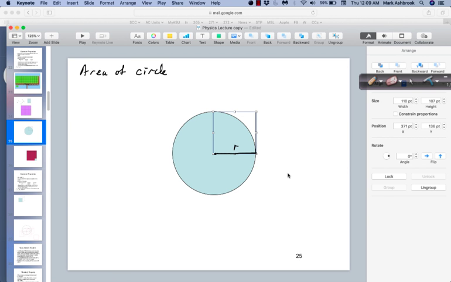Okay, so the question is, how many of these radius squares would cover the circle? So certainly more than one. So I'll make another one, and I'll put it there. And all of this area in those two squares is still less than all of the region that's light blue. So let's do another one. Here we got another one here.